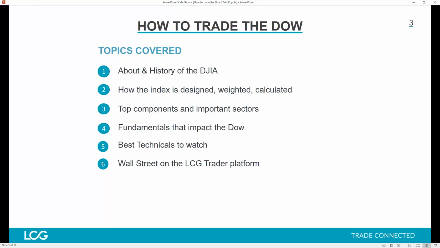The best technicals to watch. I haven't gone massively in depth on this. I mean, there's no space for us to talk about every technical indicator, but I'll mention a couple of extra fields that you can look into. So make sure to stick around for that. And then we're just going to have a look at specifically how you load up Wall Street on the LCG trader platform.